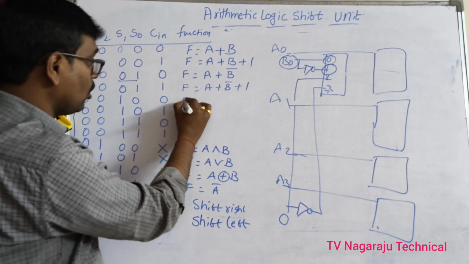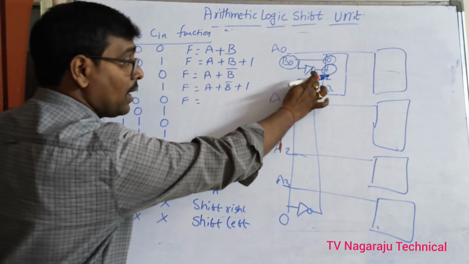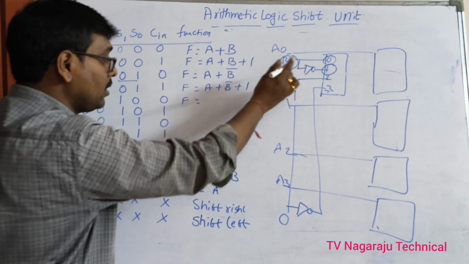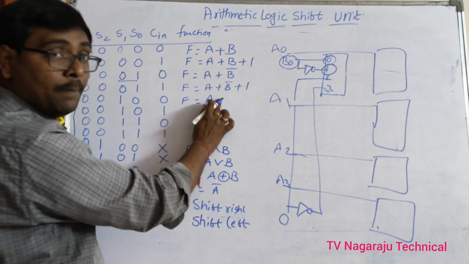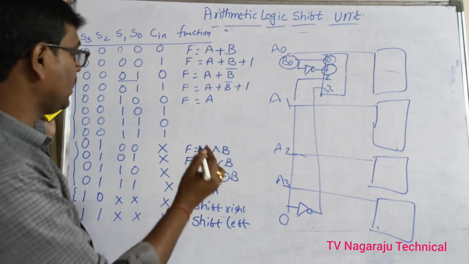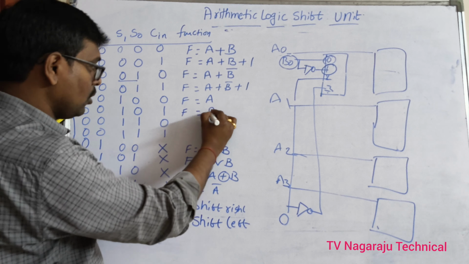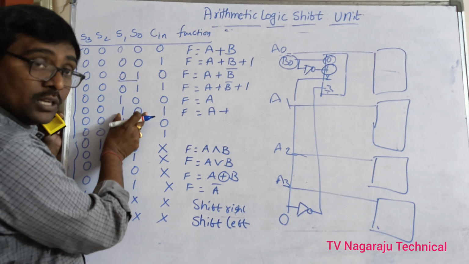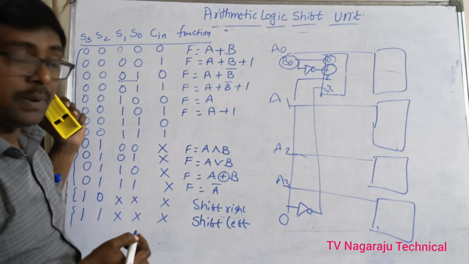Now 1, 0. 1, 0 means the second input. What is the second input? It is connected to 0. So F is equal to A plus 0. A plus 0 means directly A. Here, with the carry, F is equal to A plus 0 plus 1. That is A plus 1.